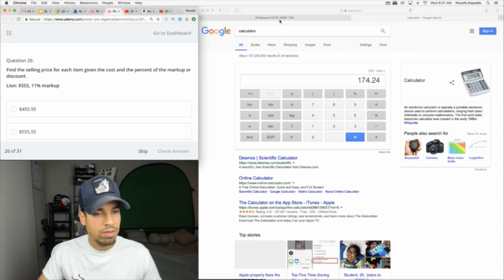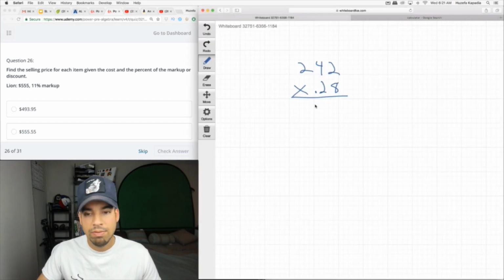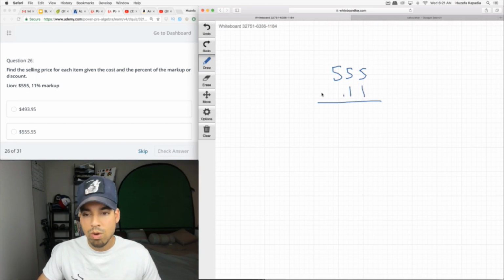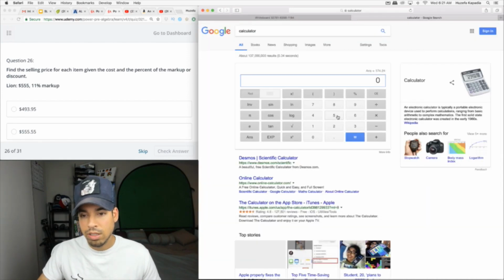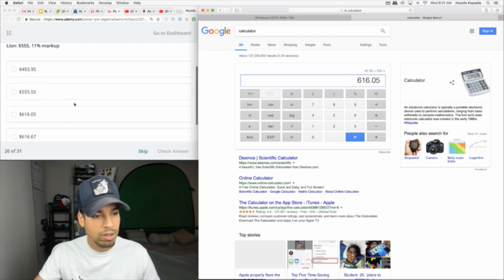Next, find the selling price of this guy, 555. Let's write it out. 555 with an 11% markup. So we multiply it by 0.11 to get the markup and then add that to the value. So let's do it like this. 555 times 0.11 equals 61.05, and then that's added back on to 555, and we get 616.05.